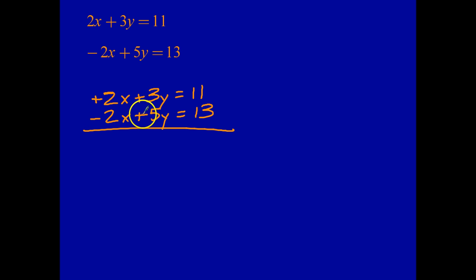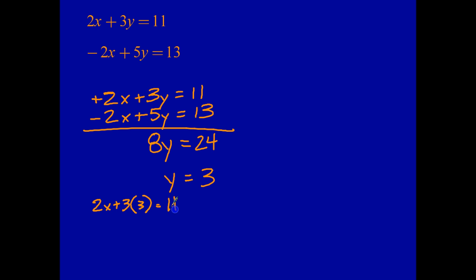Then if I have a positive 3 and a positive 5, I'm going to end up with positive 8. And if I add 11 and 13, I'm going to get 24. Well, then 8y is equal to 24, so y is 3 after I divide both sides. Now I can solve for x. I'm going to use that first equation here. So 2x plus 3 times 3 is equal to 11. I get 2x plus 9 is equal to 11, and 2x is equal to 2, so x is equal to 1.